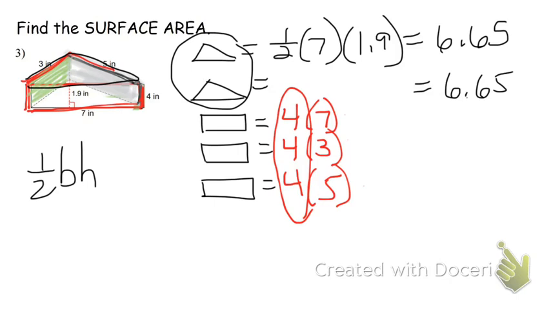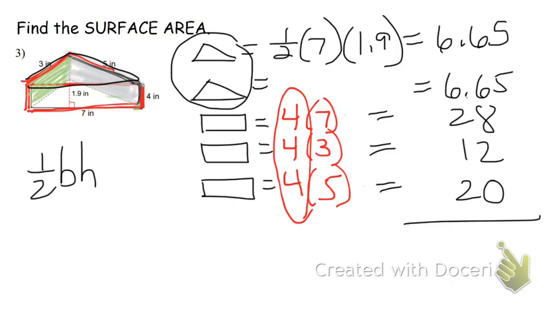All right, so to finish this up, 4 times 7 was 28, 4 times 3 is 12, and 4 times 5 is 20, and now we just have to add those all up. Okay, again, try to remember, find the height of the prism, because every rectangle is going to use that, so it's a 4, times these numbers, each one of them is the side of the triangle. There's a 3, there's a 5, and there's a 7.